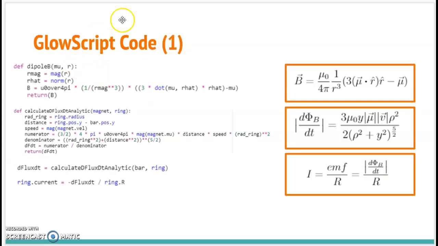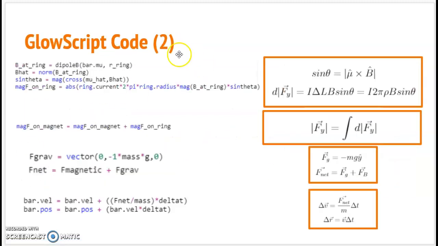Now for the GlowScript code, we first had to generate our magnet. And so this is the magnetic field of that dipole. As you see here, this is the code that generates the change in flux. And meanwhile, this calculates the current induced by the flux, because it's just the absolute value of the change in flux over R. We also see the change in the magnitude of the magnetic force.